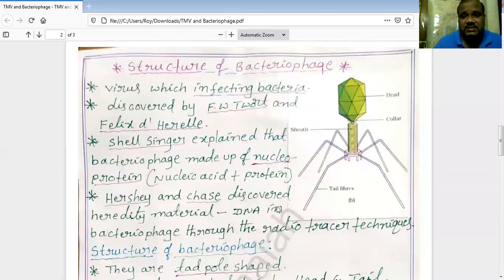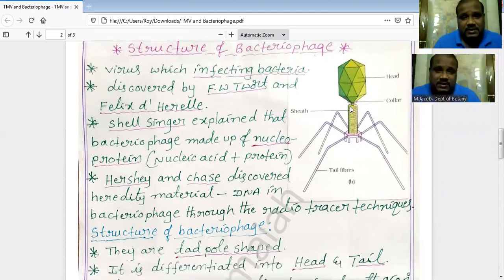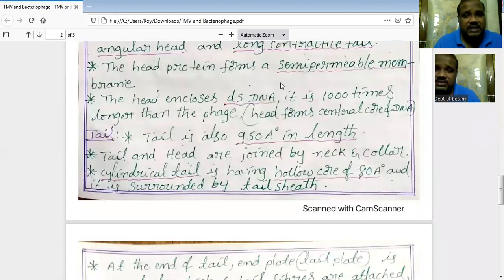This is the head. Inside the head, double-stranded DNA is present. It is 1,000 times longer than the bacteriophage itself. The next one is tail. Tail is 950 angstroms in length. The tail and head are joined by neck and collar.